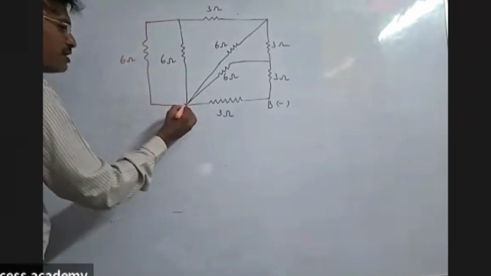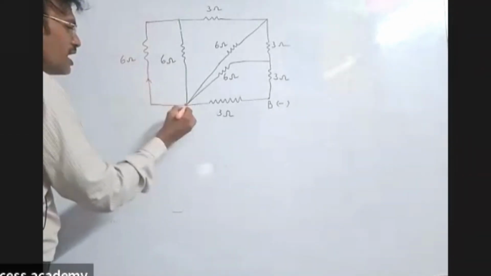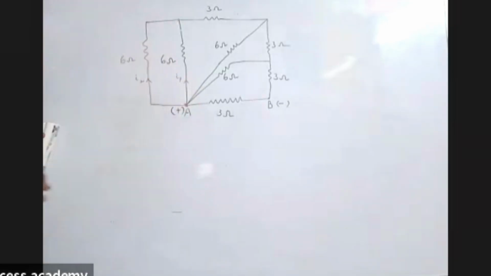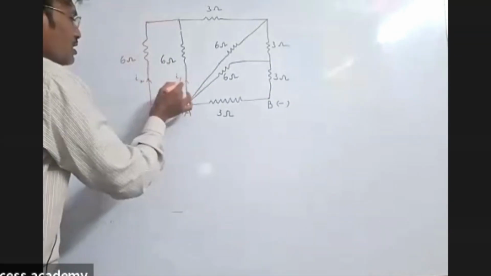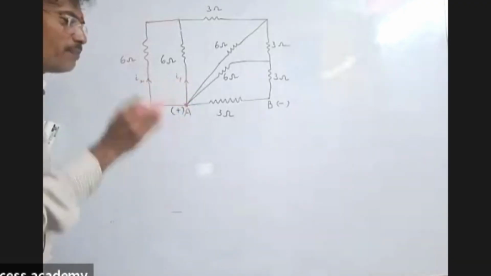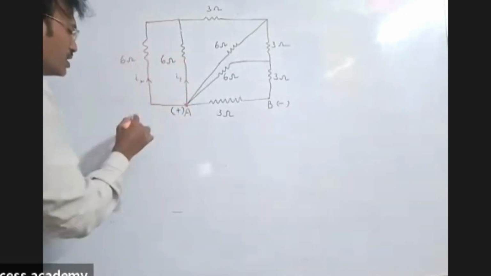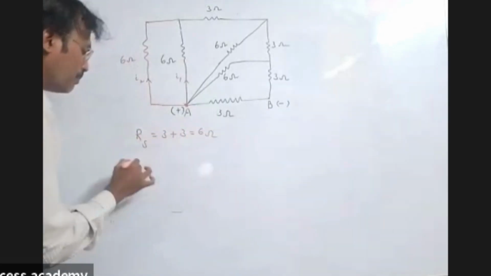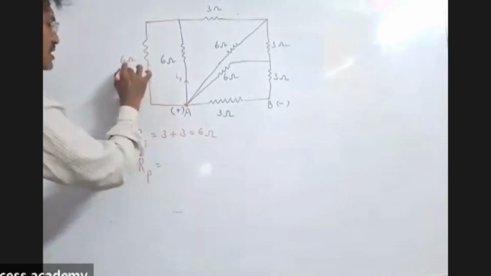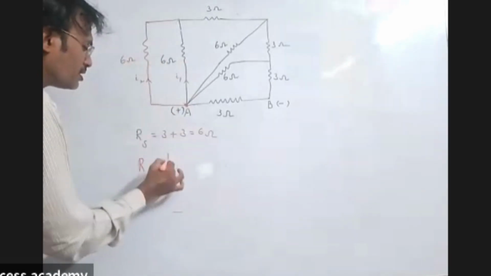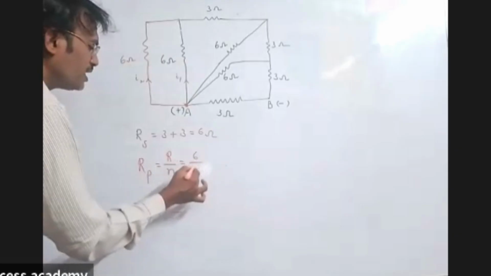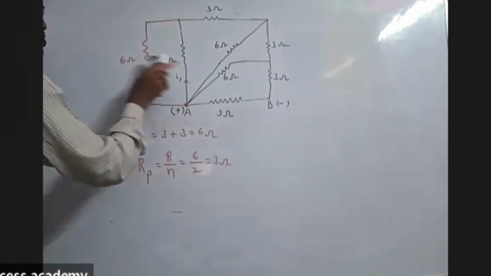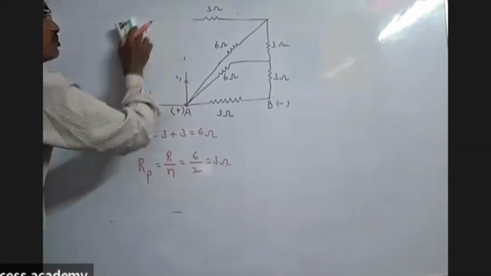Now, this is A again, the same point. Current is moving like this. At this point, the current divides into two paths. This is I1, for example, and this is I2. I1 and I2 are different currents, so it is a parallel combination. So 6 and 6 are in parallel. In series, RS is 3 plus 3, 6 ohm. In parallel, RP is 6 into 6 over 12, or R by N for identical resistors, 6 by 2, that is equal to 3 ohm. So replace these two resistors with 3 ohm.